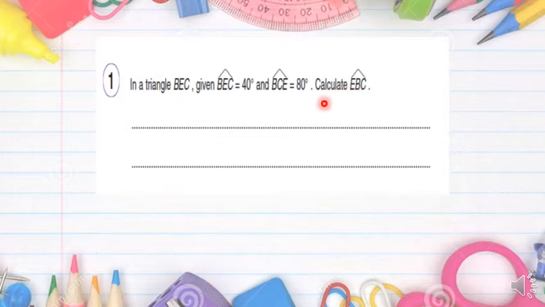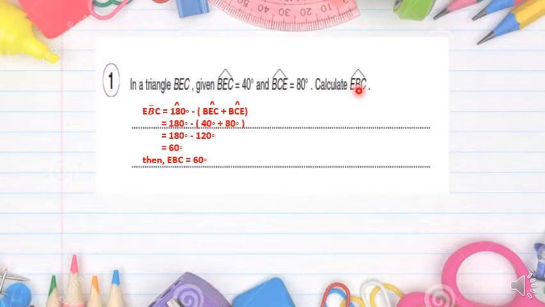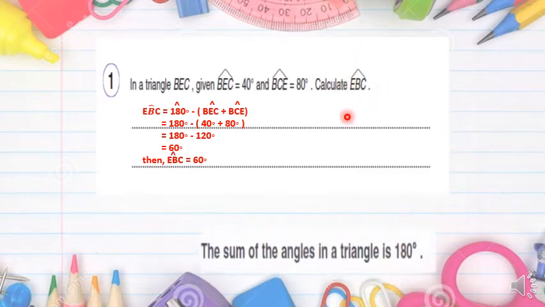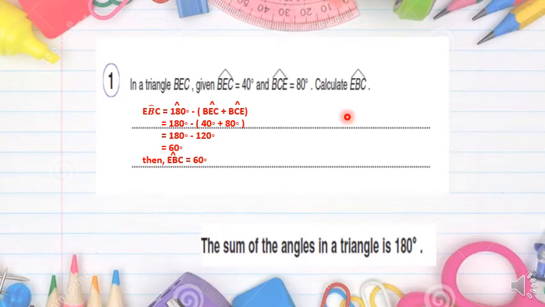We know that the sum of angles in any triangle is equal to 180 degrees. So, angle EBC is equal to 180 degrees minus the sum of these two angles. So, 180 degrees minus (40 plus 80), which is equal to 180 minus 120, will give me 60 degrees. So, this angle is equal to 60 degrees. Why? We use the property that tells me that the sum of angles in any triangle is equal to 180 degrees.